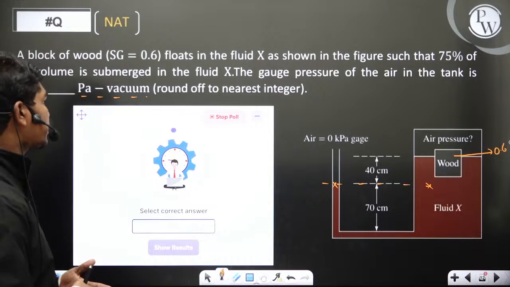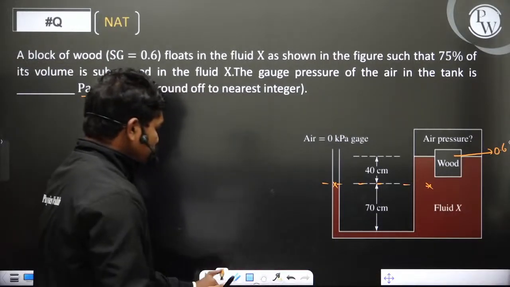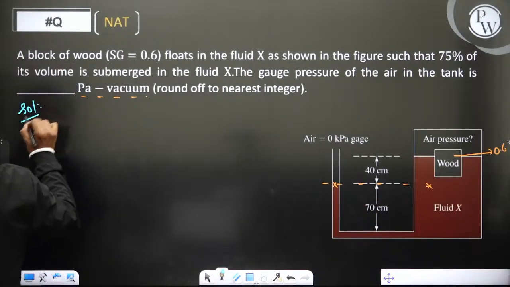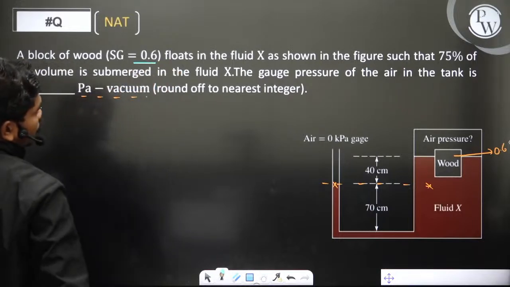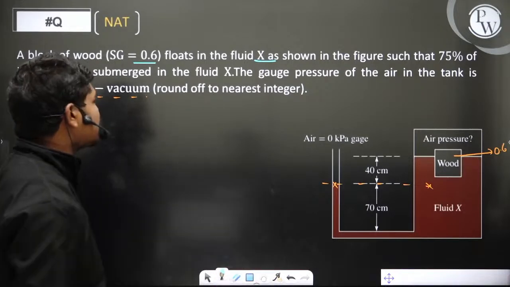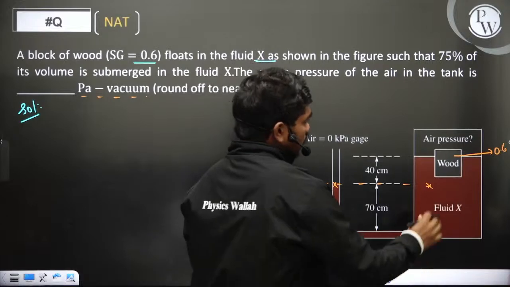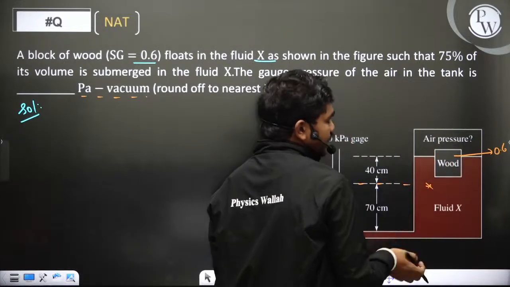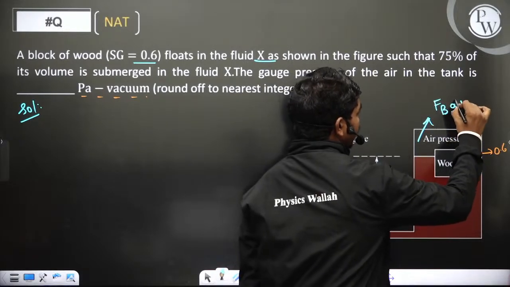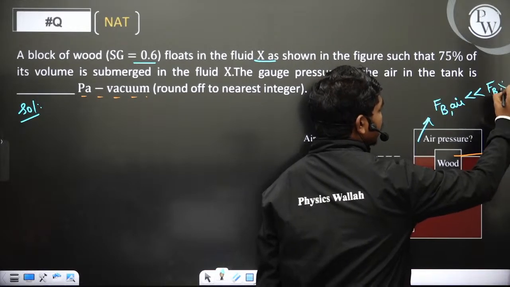Okay, so let us see solving this. A wooden block of specific gravity 0.6 floats in fluid X as shown in the figure, such that 75% of its volume is submerged in the fluid X. Guys, try to understand something here. This block is partly in the fluid and partly in air. Can I say the buoyancy exerted by air is very small compared to the buoyancy exerted by fluid X? Yes or no?